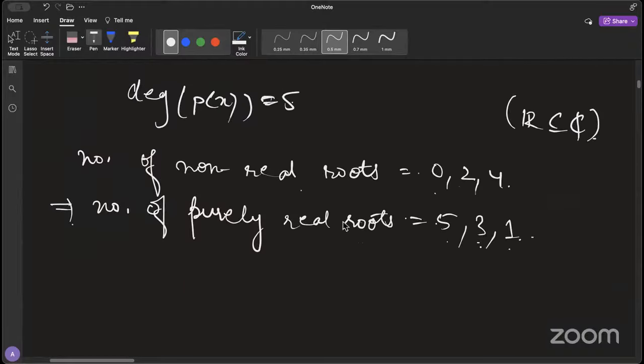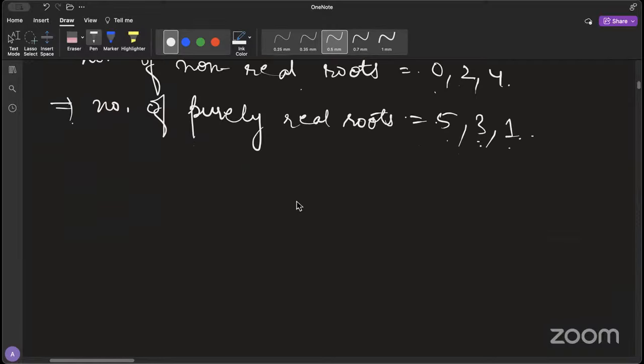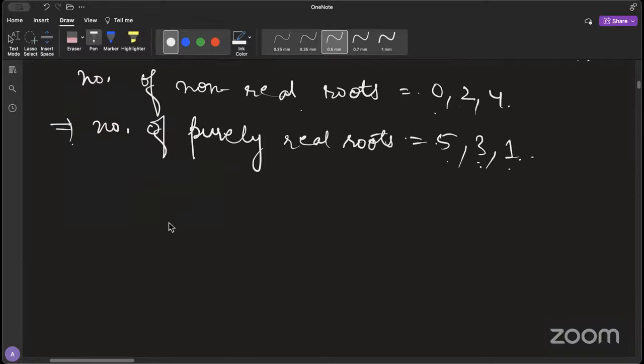And it's a small thing that I want to point out: don't say complex roots, because real roots are also complex roots. So the better term to use is non-real roots, because real roots are also complex. The real set is contained in the set of complex numbers.